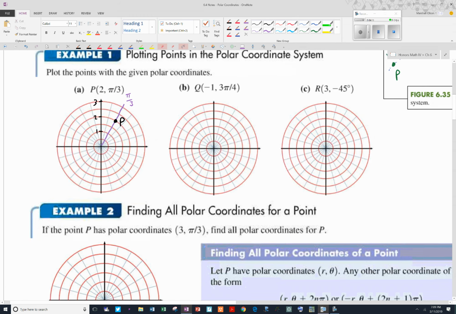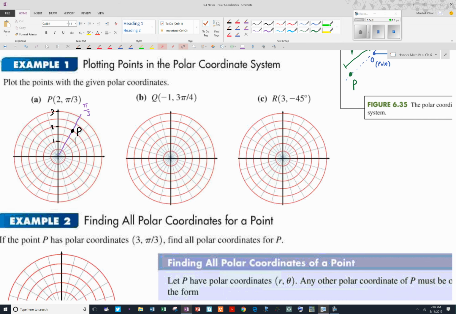Let's do example C next here. We have an angle of negative 45 degrees, and that would put us right here. There's our negative 45. And we want to go out 3 units on that terminal side because r is positive.